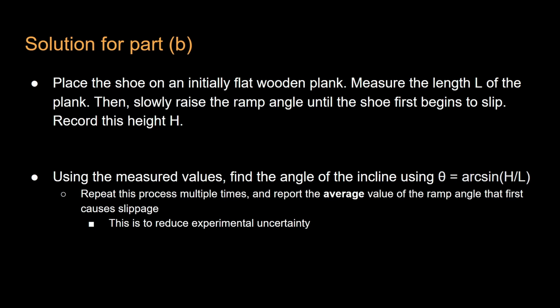Record this height h. Using the measured values, find the angle of the incline using theta equals inverse sine of h over L. We're going to repeat this multiple times. Find the different slip heights, find the angle every time, and just report the average ramp angle that causes slippage. And again, this is to reduce experimental uncertainty, because if we have multiple trials, chances are that we get better results if we do it more.